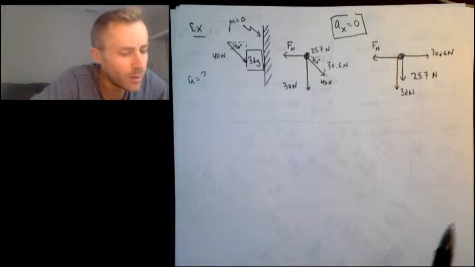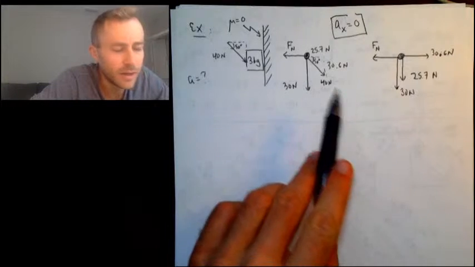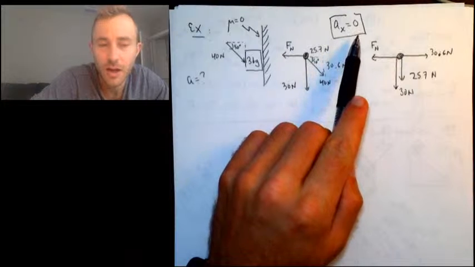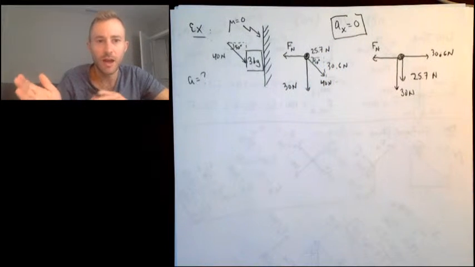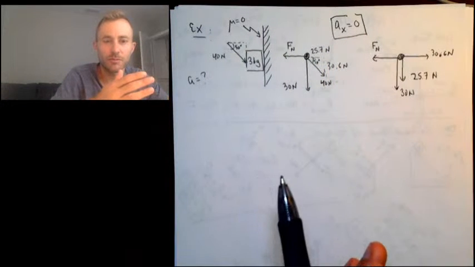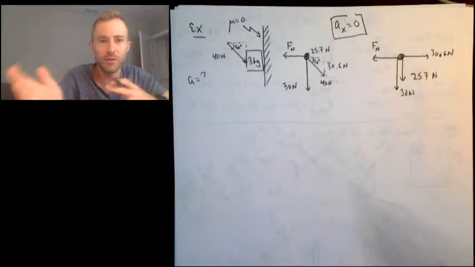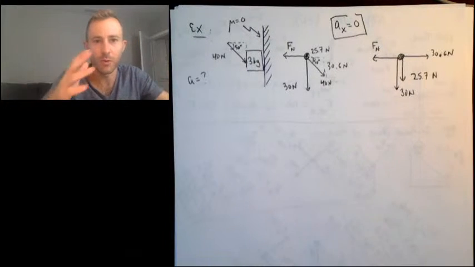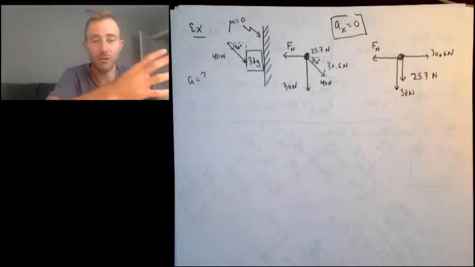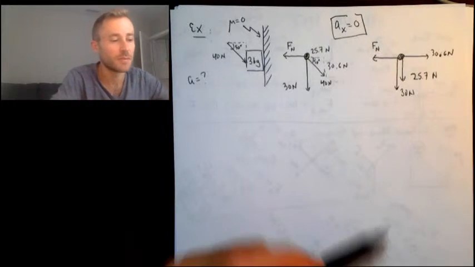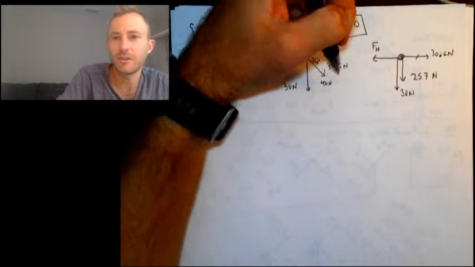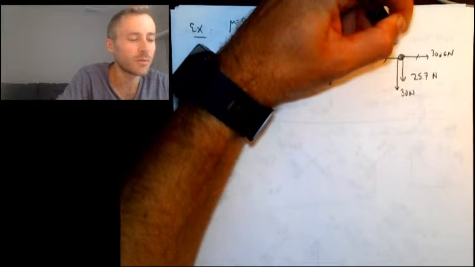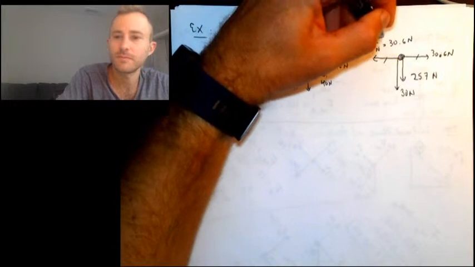So anytime you have the acceleration is 0 in the x direction, that means that the left forces have to balance out the right forces. Okay? If the left doesn't balance the right, then there's going to be more force to one side or the other, and it's going to accelerate sideways. So we can immediately say that these two forces are equal and that the normal force is 30.6 newtons.